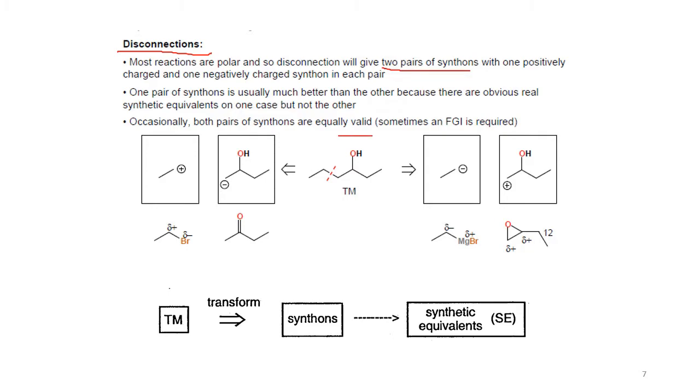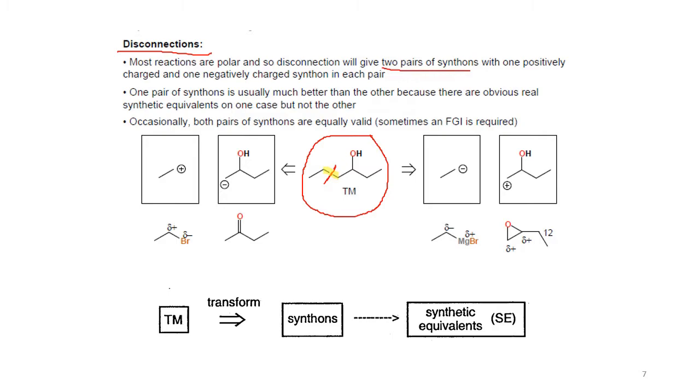Okay, for example, you have this target molecule. When you try to disconnect the molecule, this bond is now no more. So you can see this fragment and then this fragment. This is minus, this is plus. When you break a bond, one part becomes negative, one part becomes positive.